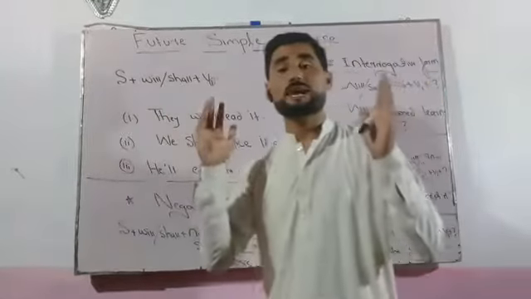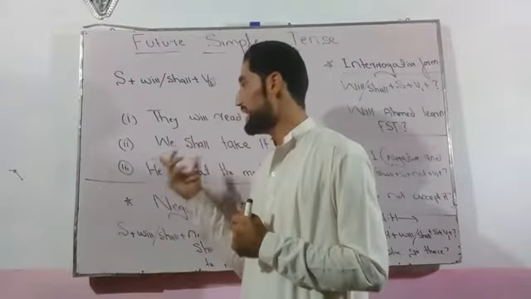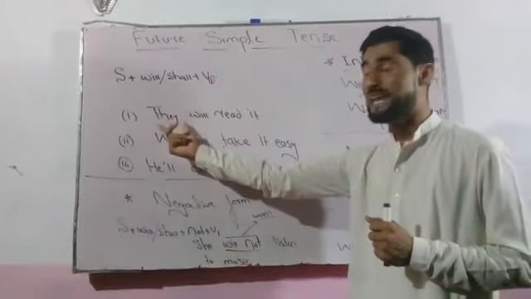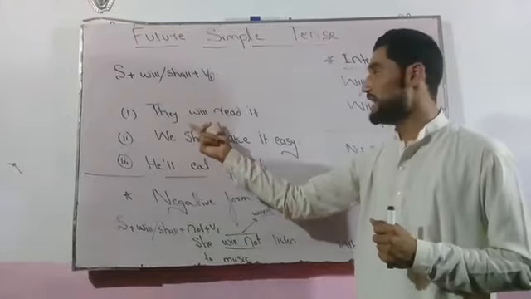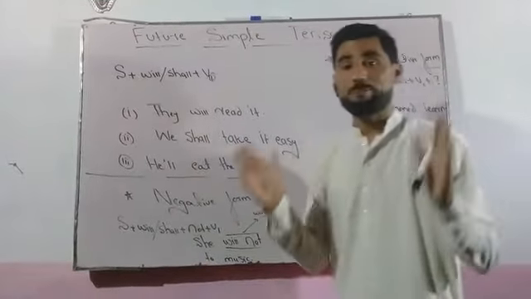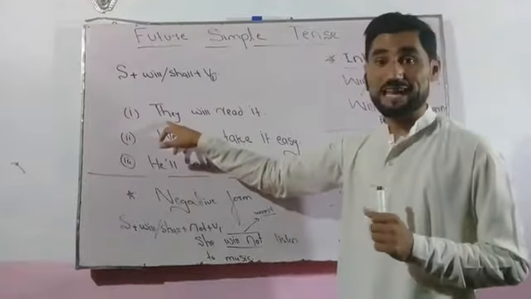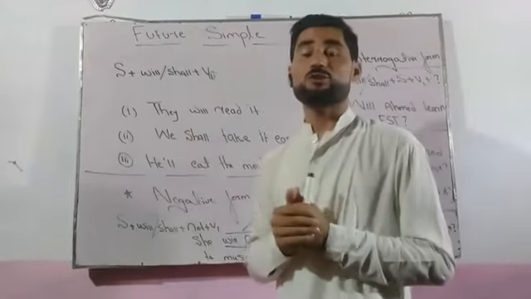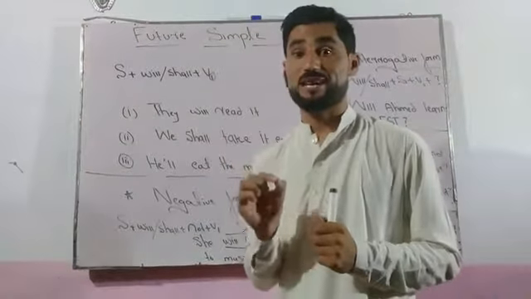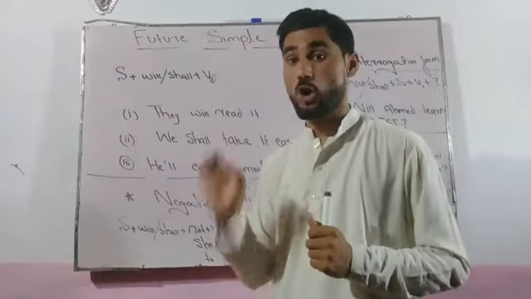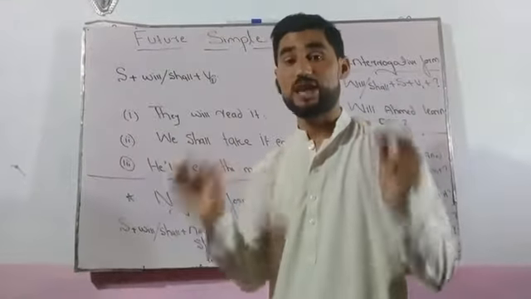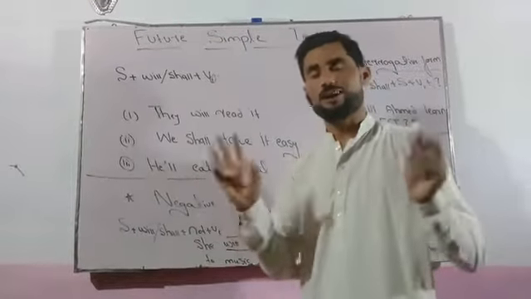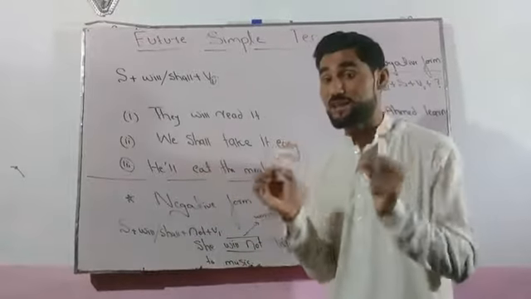Subject, auxiliary verb, main verb. So, let's have a look at the affirmative form of the future simple tense. Here it is. Sentence number 1. I started this sentence with the subject they, and then the auxiliary verb will, and then the main verb, and then the object. I used will, not shall. It's because shall is used only with two pronouns, I and we. With I and we we generally use shall. But most students use will even with I and we. It's also correct, but generally we use shall with I and we.